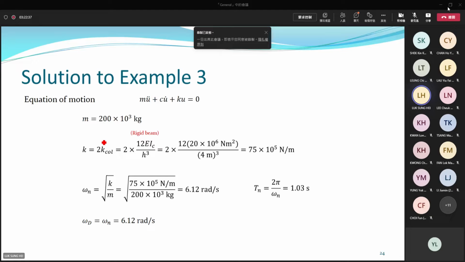For the free vibration problem with damping, actually you are asked to solve this equation of motion, m u double dot plus c u dot plus k u equal to 0, free vibration. But in the notes, I've already solved all of this for you, so you can use the outcome from the notes. Mass, 200 tons, I convert it to kg.